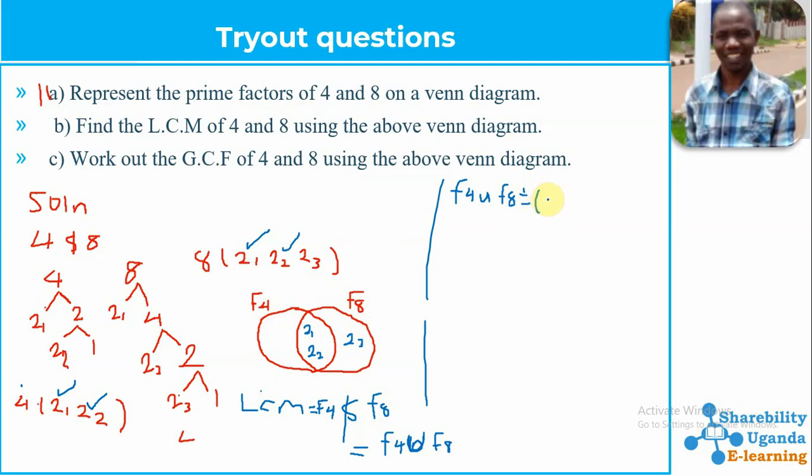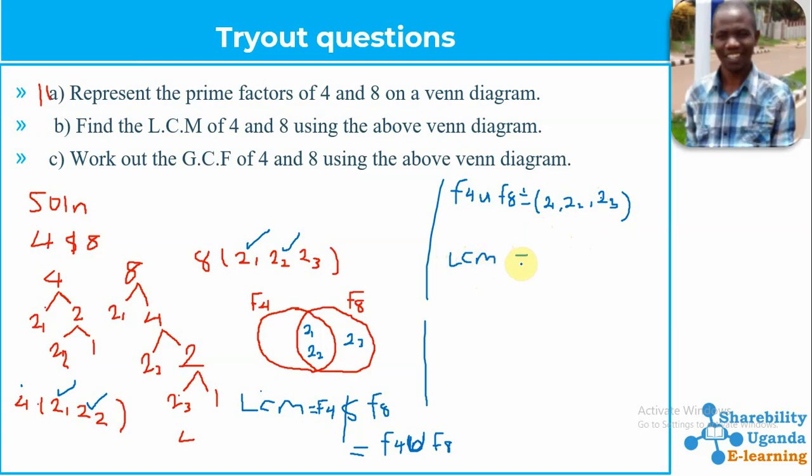So here we can see these members are 2, 1, 2, 2, 2. Okay, put a comma. Then we have all these members. We also have a 3, a 2, 3. So these are the members, the union members. So now how do we get the LCM?